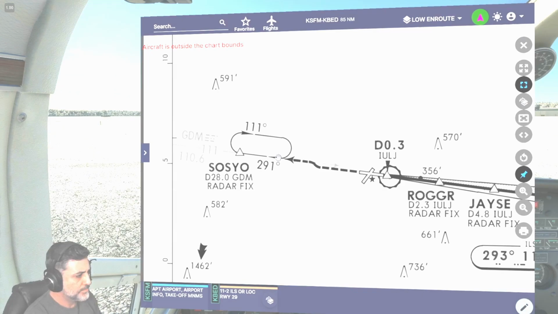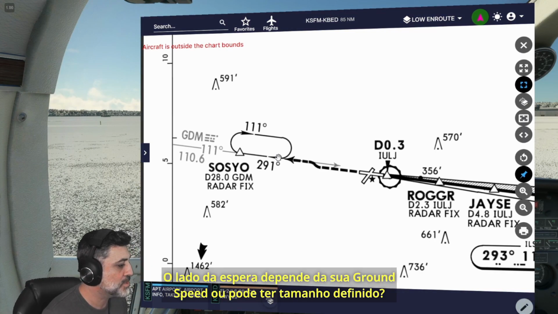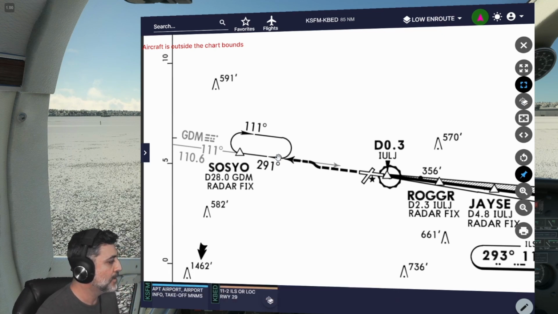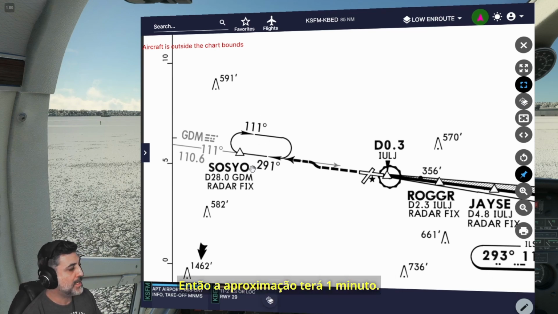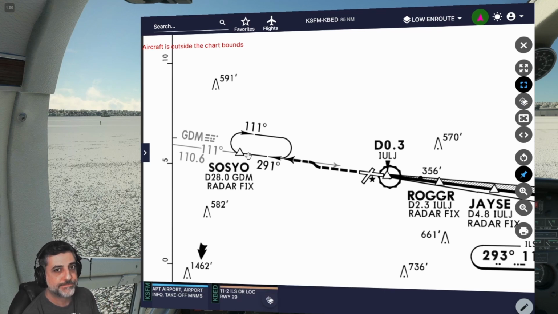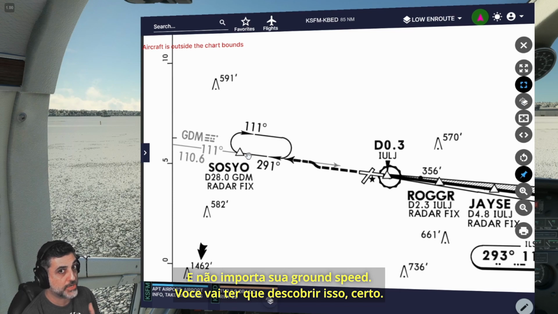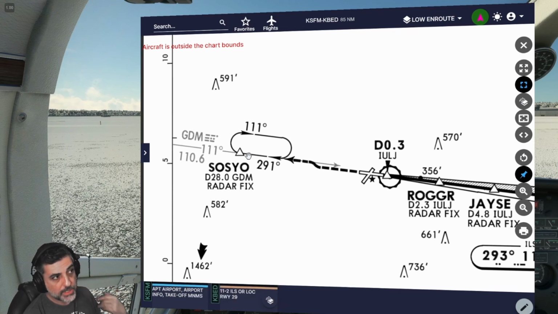Does that make sense? Is the size of the hold defined, or does it just depend on your ground speed? It depends on your ground speed, or it can have its size defined. If all you see are bearings over here, headings, courses like this, then it's 1 minute. The inbound is supposed to last 1 minute. At whatever ground speed you're at, you're going to have to figure that out, right? But I mean, it's not bad.